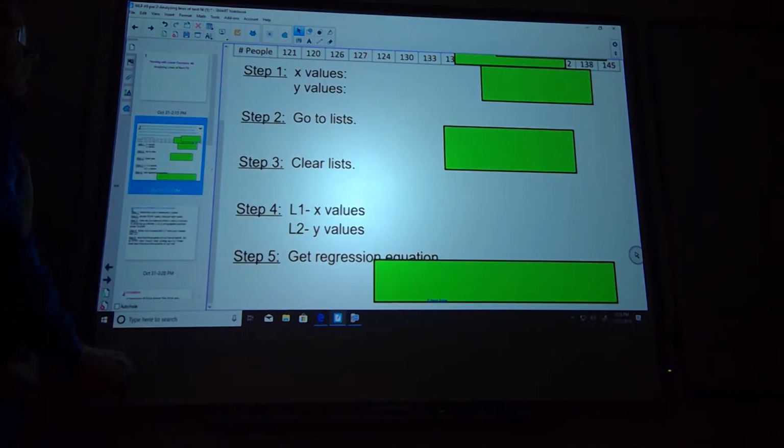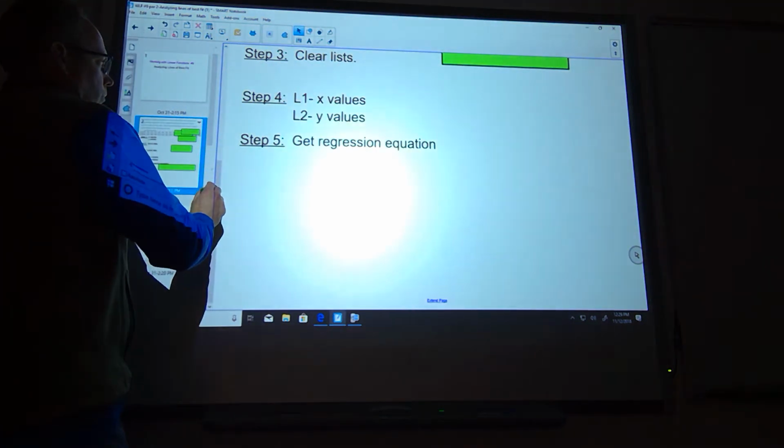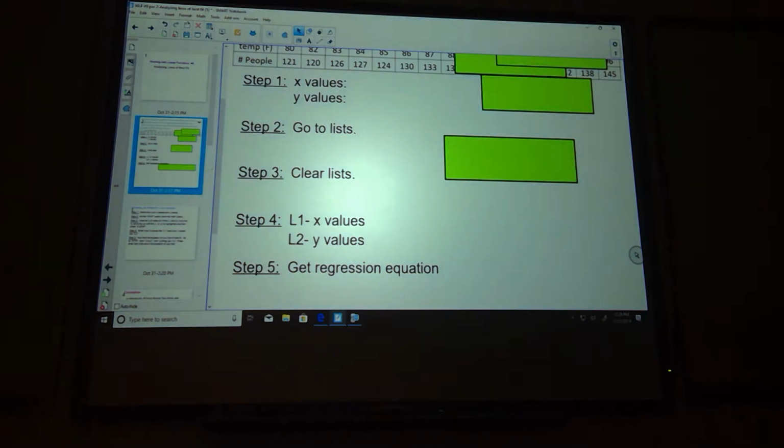Alright. So step 1, you have X values, Y values. Step 2, go to lists. Step 3, clear the lists. Step 4, L1 is X values, L2 are Y values, and then get the regression equation. This is all stuff that we just did. Okay. So again, this calculator is a pretty cool tool that works for you in math. Are you experts on using it now that we've done it for three quarters of a day? No. I know that. So let's move on.